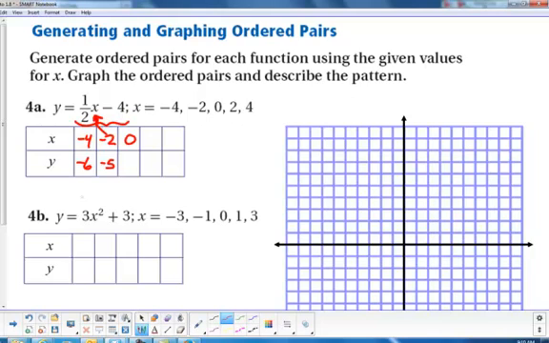Plug in a 0. I'm getting this from here. 0 times 1/2 is 0. 0 minus 4 is -4. Plug in 2. 1/2 times 2 is 1. 1 minus 4 is -3. Plug in a 4. 1/2 times 4 is 2. 2 minus 4 is -2.